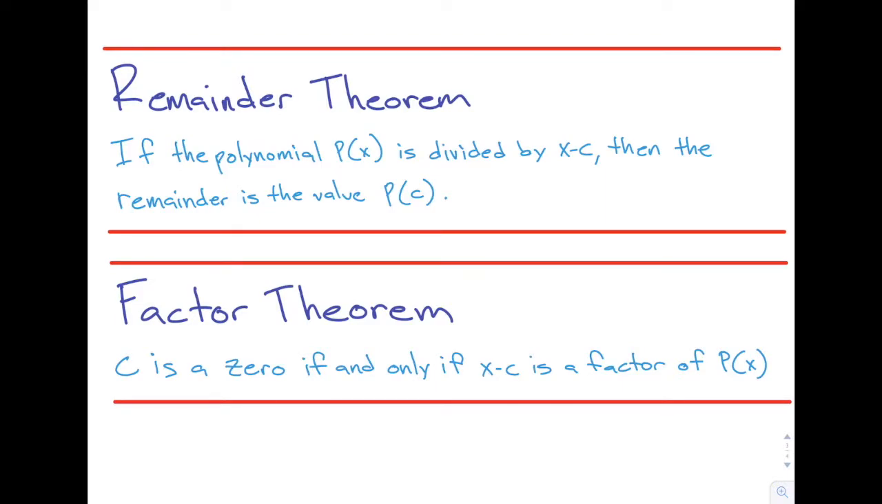So we can use the remainder theorem and the factor theorem together to help us find out if a particular number c is a 0 of a polynomial p of x. Namely, if we say that c is a 0, then it must satisfy p of c equals 0, and that's the remainder theorem. This is our check to see if c is a 0. Then x minus c is a factor of p of x.